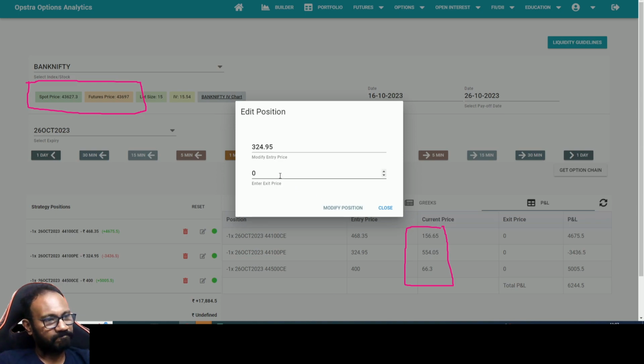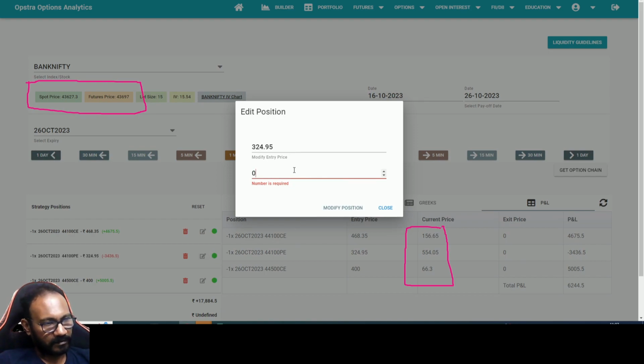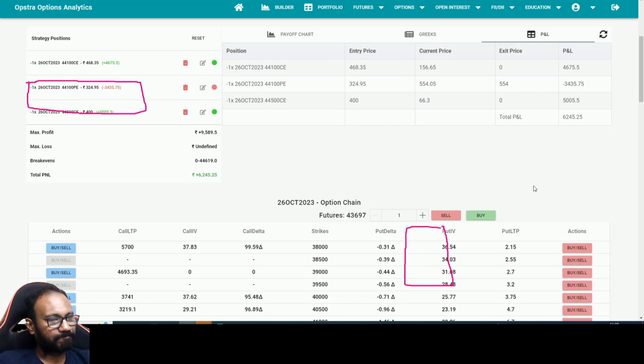So here I exit this at 554. Okay, so this position is closed with a loss of about 3,000 rupees. Correct? Now, I wanted to really make some money from the downside as well. So what I do is get into this option chain.